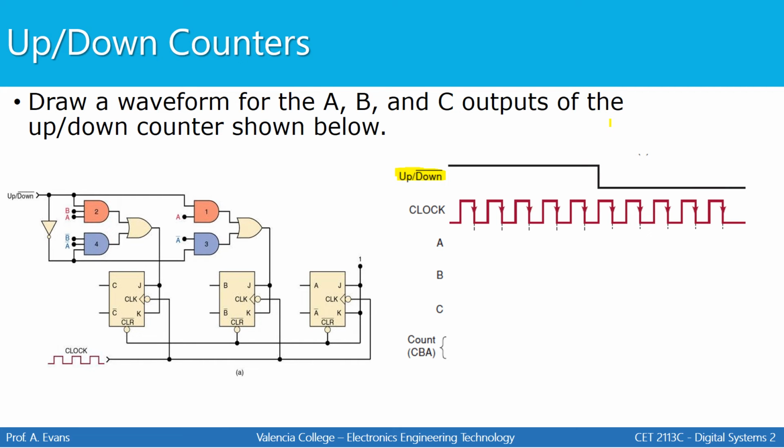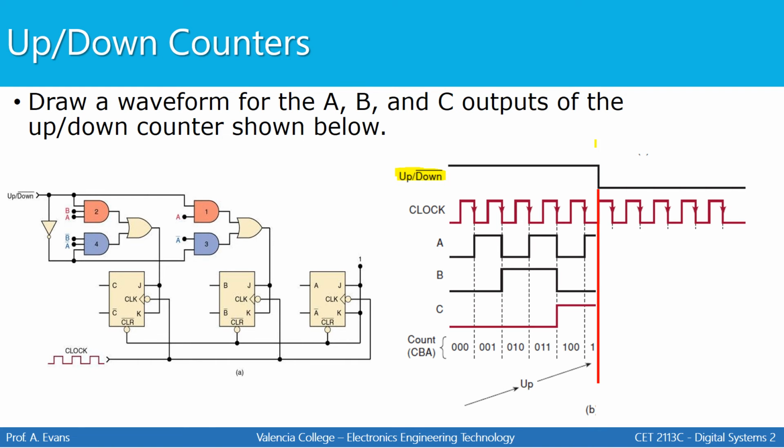So I have a critical point that I'm going to outline on the waveform before I even start drawing anything. That's the point right there where I'm going to switch from counting up to counting down. Keep in mind that before this point, the counter will count up. It's going to start at 0, go up to 1, 2, 3, and 4, and continue counting up until up/down changes from high to low. We're going to see that change happen right here.